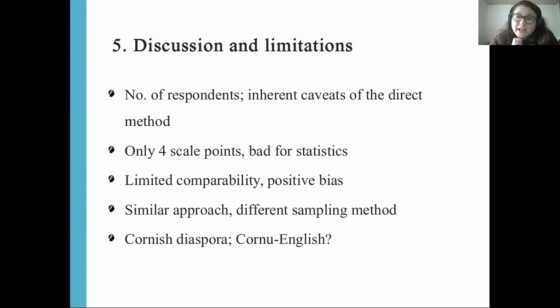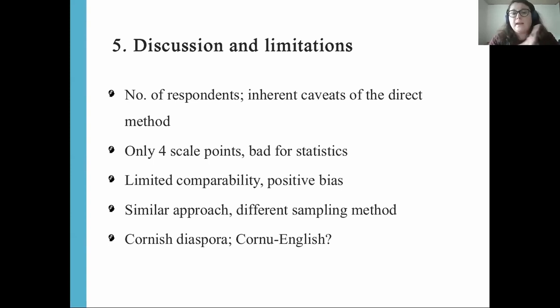So what I would use for next time, and what I would recommend other researchers to use, is a similar approach, but maybe with a different sampling method to make it more scientific. And 2 things that I also did not include in the study was the Cornish diaspora, because I sort of aimed, it turns out that some of the respondents do reside outside of Cornwall, but maybe I would have liked to make some provision for it in the questionnaire itself, so that one could compare the results and see whether there is some kind of difference. And then I also neglected, unfortunately, Cornu English.